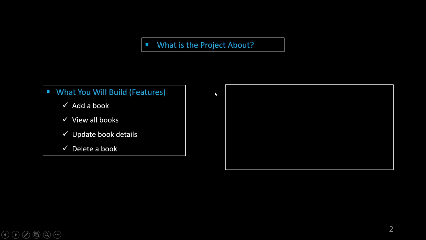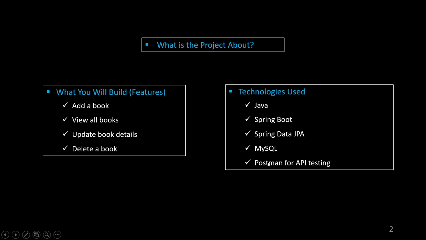The next question is, what technology is used? We will use Java, which is the primary language. And the second one, we use Spring Boot, then Spring Data JPA, and MySQL. Also, we need Postman for API testing. So, let's go to the Spring Tool Suite to create our project and perform these things.